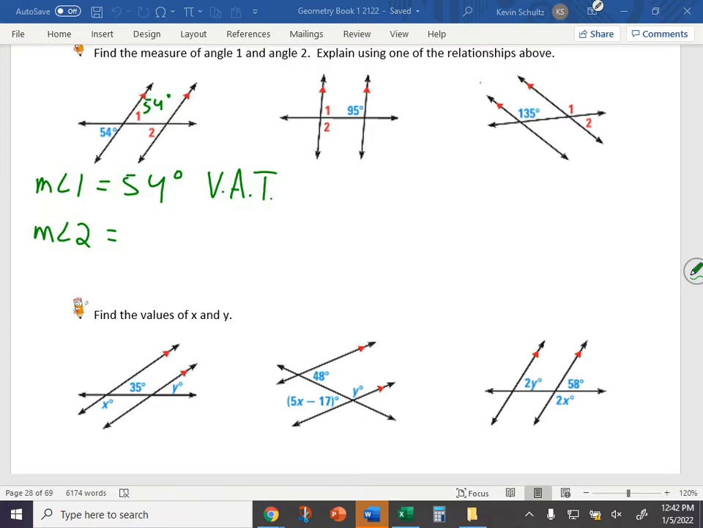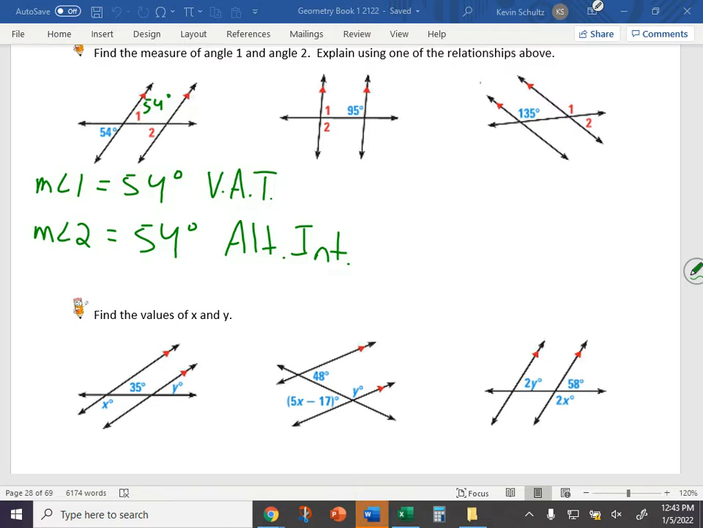Will, you have your hand up? No? Joe? 54. Yeah, angle 2 is 54 as well. Why, Joe? Because it's congruent to 1. You're absolutely right. What relationship tells us that? It's parallel with the other line, and it's opposite. So corresponding, alternate interior, alternate exterior, which one of those three? Alternate interior, yes.